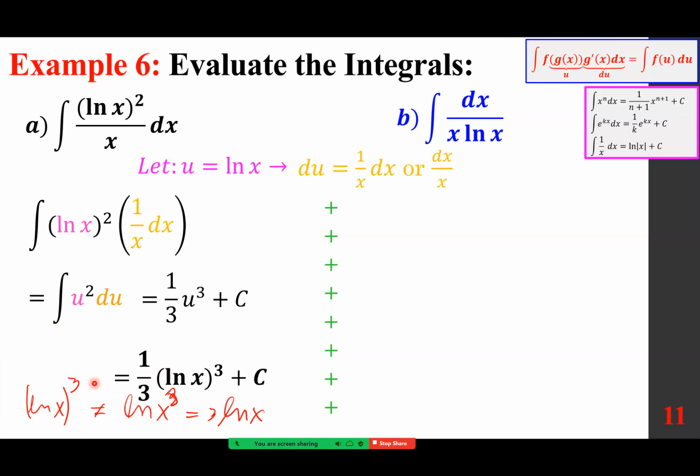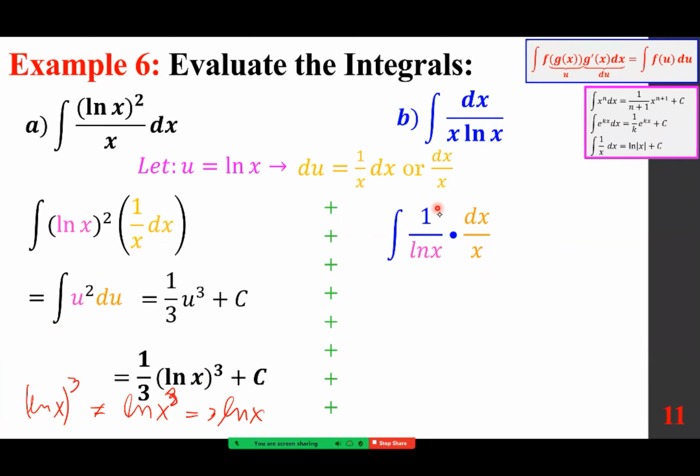For part B, we are going to use the same u with du. So I'm going to rewrite this so it becomes clear what we are dealing with. 1 over ln x times dx over x. Over here, I used 1 over x dx. Over here, I'm using dx over x. There is no difference between the two. I just want you to be exposed to both ways of writing them.